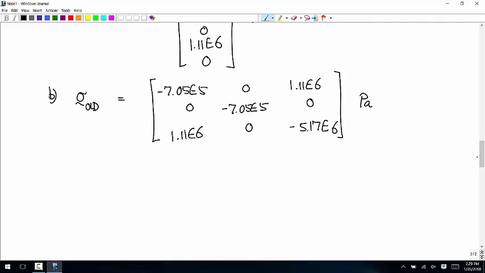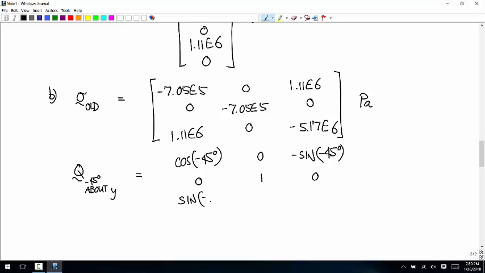And now that we have that, to do a rotation, the rotation matrix for -45 degrees about the y-axis is cosine of -45, 0, negative sine of -45, 0, 1, 0, sine of -45, 0, cosine of -45.